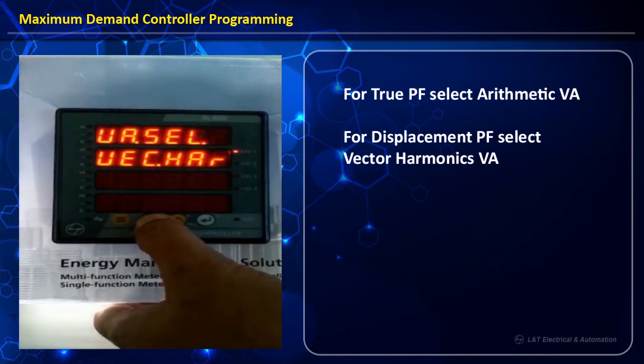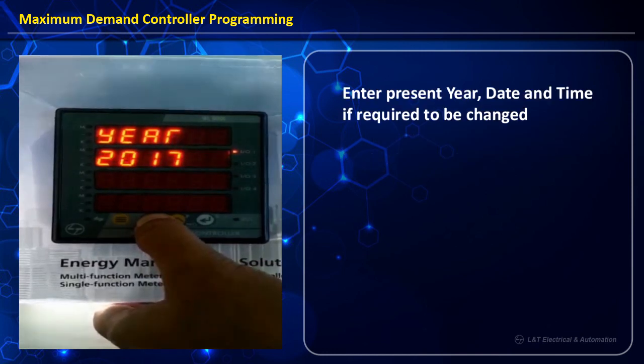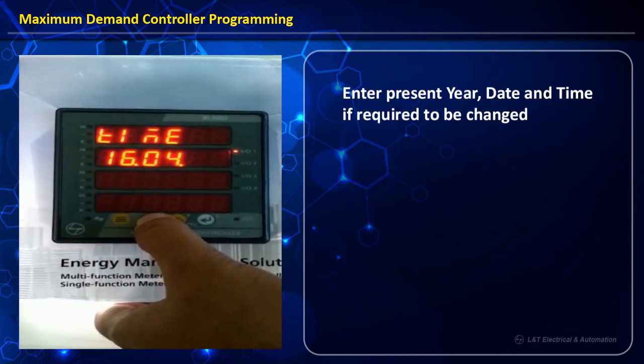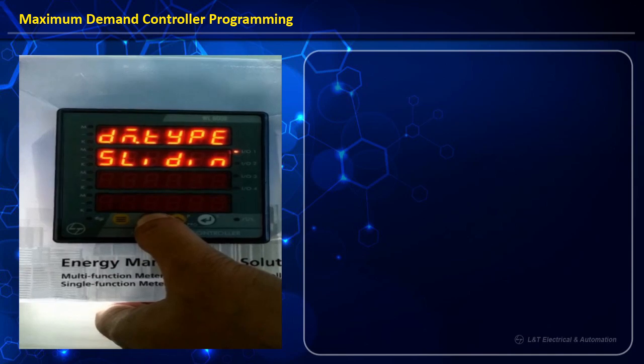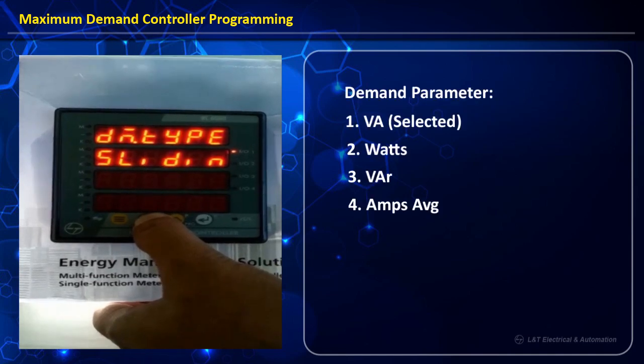Using VA selection method, for vector harmonics we will be able to see power factor as displacement power factor, and if we select arithmetic VA, then we will see power factor as a true power factor. We can program date, time and year based on the requirements. We have demand type as sliding window or block method. Depending upon the type of demand type in the EB meter, we can select sliding method or block method.